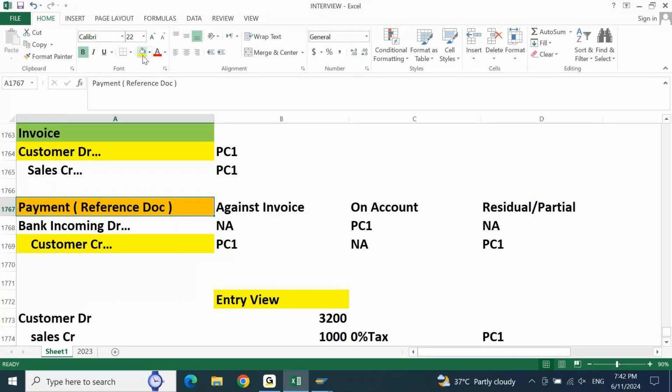Now again, when it comes to vendor payment, you can make partial payment to the vendor. Yes, sir, you can also do on-account payment, and you have again different scenarios here: residual, partial, on account, against invoice, multiple invoices, single payment.